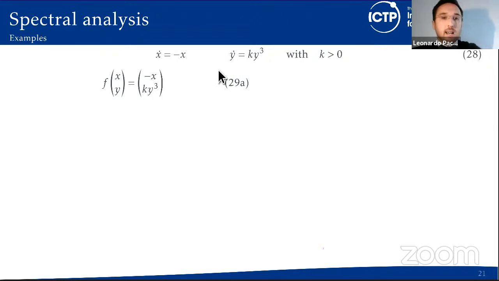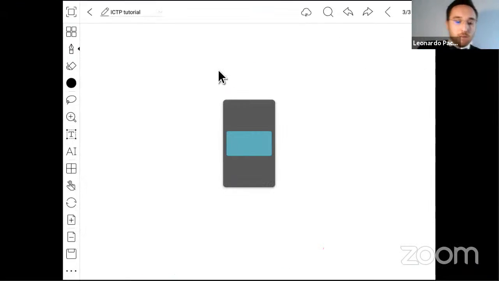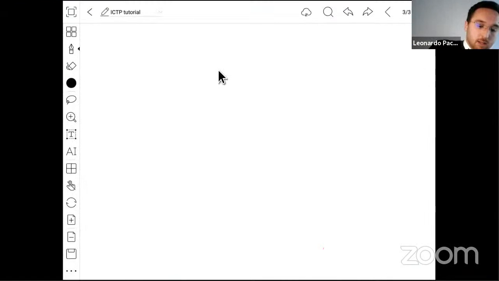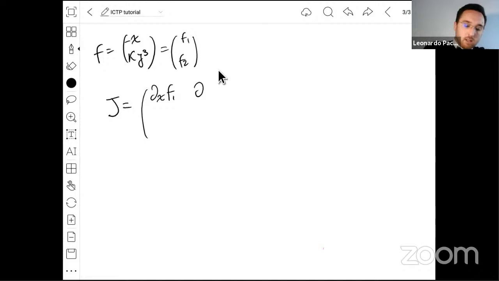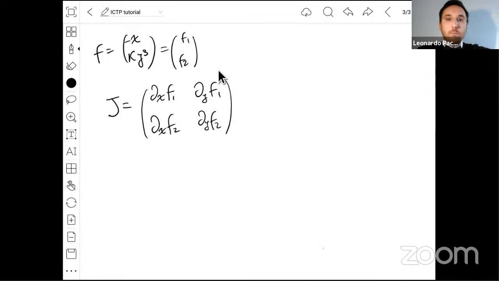Now, let's use spectral analysis. Let me write this down: -x and ky to the third. Now, spectral analysis tells us, let's compute the Jacobian matrix. So the Jacobian matrix, in this case, if we call these components F1 and F2, looks like this: dxf1, dyf1, dxf2, and dyf2. So this is the matrix of all the partial derivatives of the components of this function.